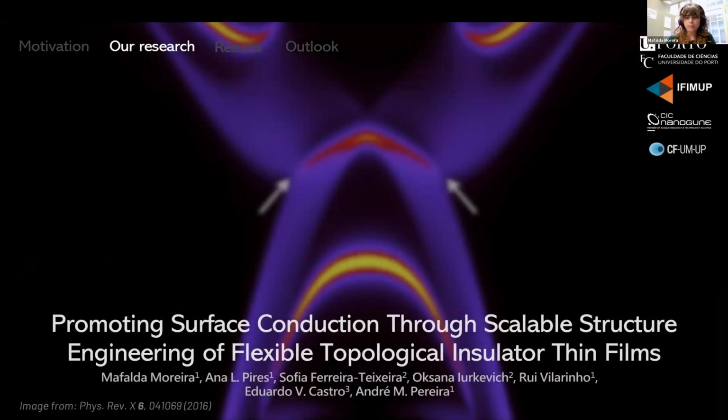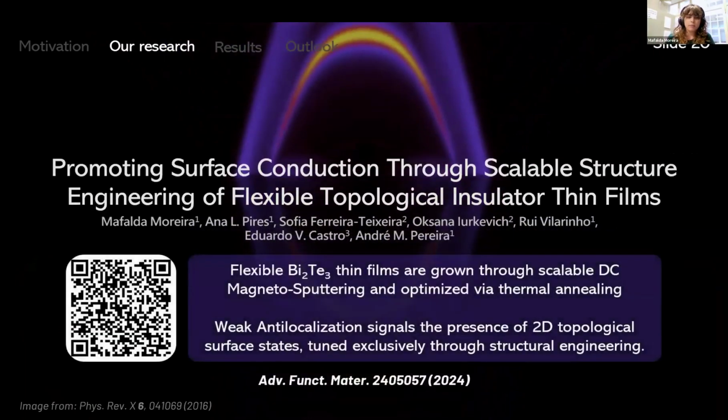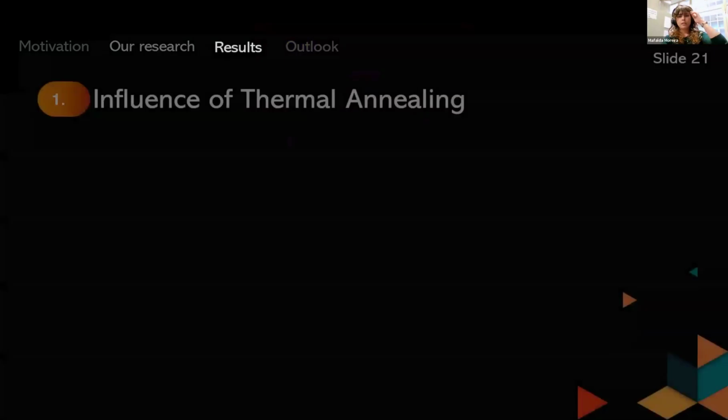Recently we published a paper in Advanced Functional Materials where we explored flexible bismuth telluride thin films grown through scalable methods and explored how we can really tune their properties in order to achieve these goals. And if you want to check out our article, you can scan the QR code. It came out just last month in Advanced Functional Materials. But today I will go over what we did and exactly what makes us say that this is promising for the application of topological insulators.